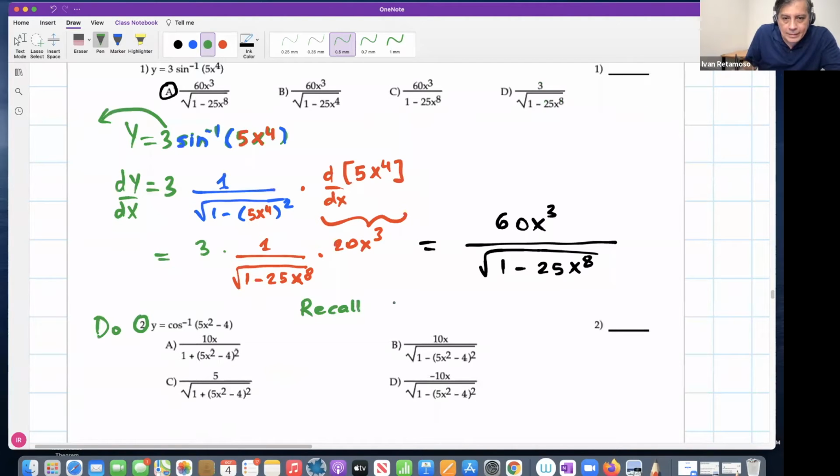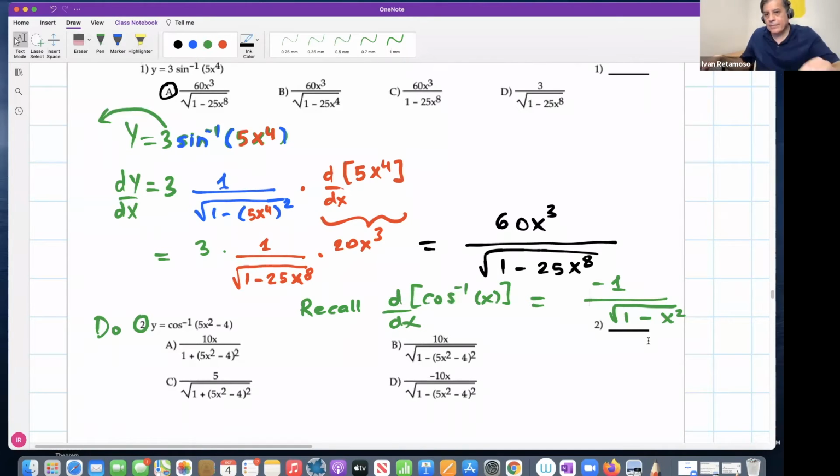Recall the derivative of cosine inverse of x in general with respect to x is equal to 1 over minus the square root of 1 minus x squared, right? Put the minus on the top or on the bottom, doesn't matter. Yeah, very good. Yeah, can you try this? And hint, when you square the inside part, leave it alone, don't expand, just leave it alone, okay?